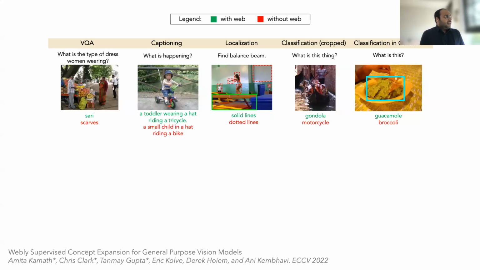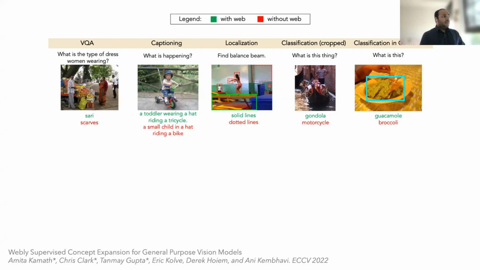There are 5 tasks, and for each task, the green output shows the prediction of the model that was trained with web supervision, and the red shows the prediction without web supervision. So in VQA, you can see the question is, what is the type of dress the woman is wearing? And with web supervision, the model says sari, which is the correct answer. Whereas without web, having been trained only on COCO, it has no idea what sari is. So it just says scarves.